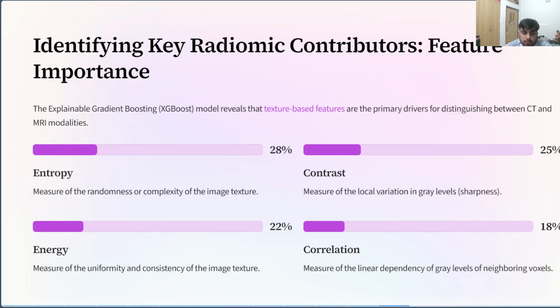MRI soft complex tissues generate higher entropy and contrast, while CT's uniform densities yield higher energy and lower correlation. Entropy measures the randomness and complexity of the image texture. Contrast measures the local variation in the gray levels, the sharpness. Energy measures the uniformity and consistency of image texture, while correlation measures the linear dependence of gray levels of nearby voxels.